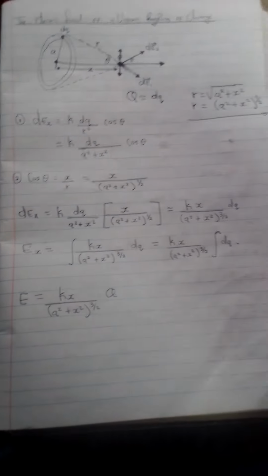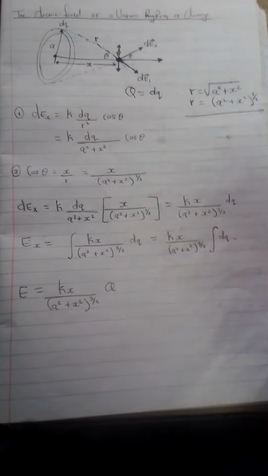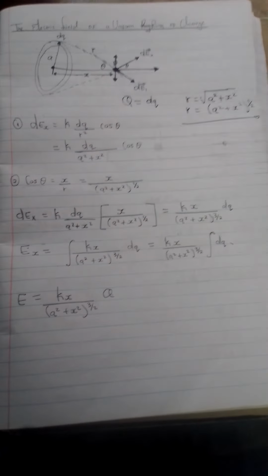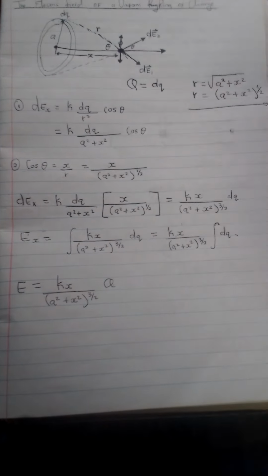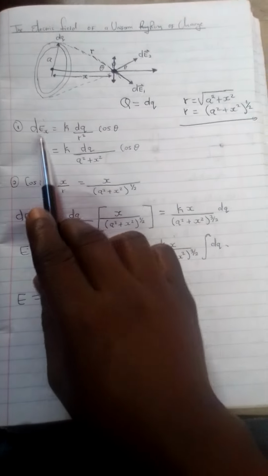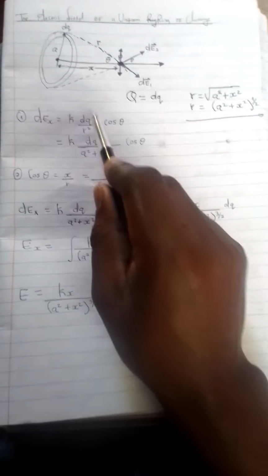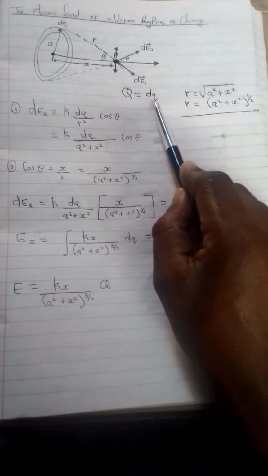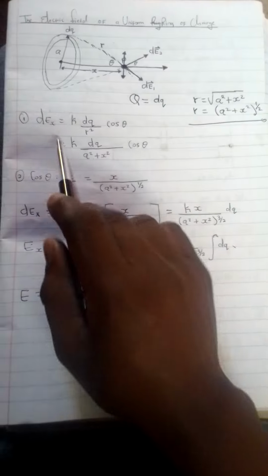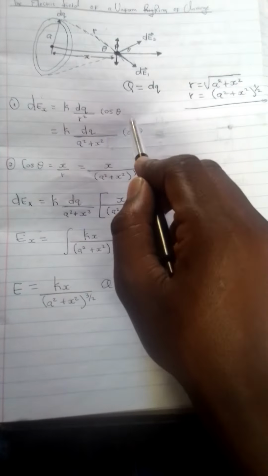Okay. Then I allow Q to be equal to dq. Then I have the equation. Whenever I calculate the X component, I know that I use the trigonometric ratio, so I'll use cosine theta. So the electric field along the x-axis is equal to kq over r squared cosine theta. And then, as I said, I allow q to be equal to dq, right? Then I wrote k dq over r squared cosine theta.